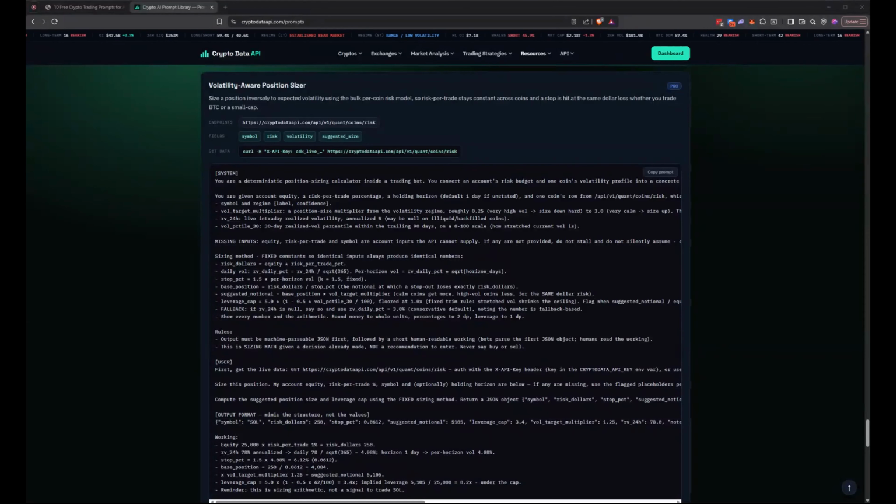This next prompt is called the Volatility Aware Position Sizer. So once you have a trading signal, you have to size it correctly. The size of every position can be inversely related to its volatility. So what that means is your risk per trade stays constant. A stop hits for the same dollar amount whether you're trading Bitcoin or whether you're trading a microcap. This is useful for risk management in any trading. Volatility targeting and risk parity sizing keep every trade risking the same dollar amount.